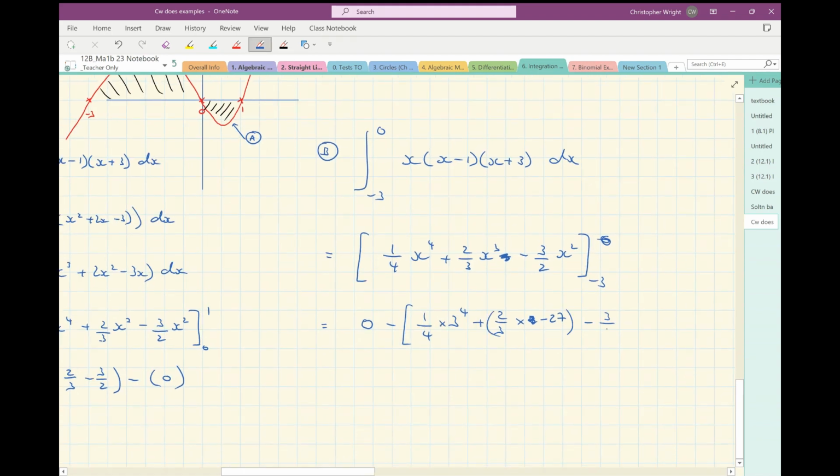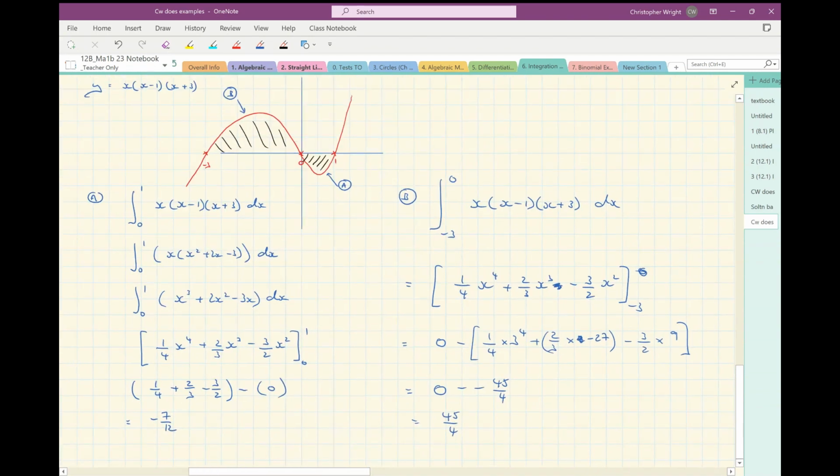Minus 3 over 2 times minus 3 squared is 9. So I'm going to need to carefully evaluate that. So I get 0 minus 45 quarters, which means that the value of my definite integral there is 45 quarters.